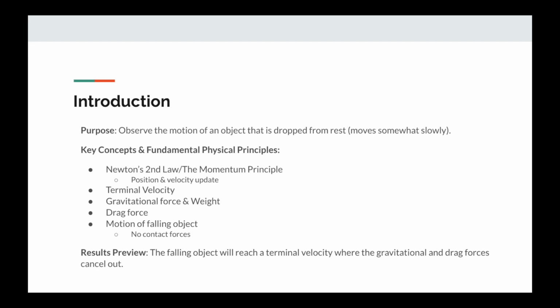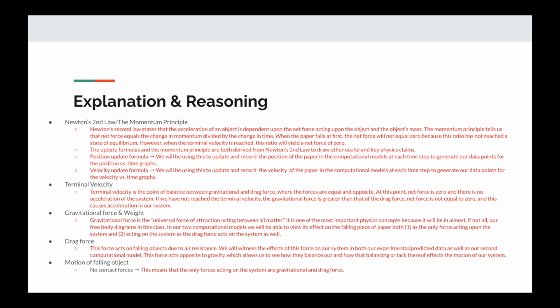Key concepts and fundamental physical principles include Newton's second law, terminal velocity, gravitational force and weight, drag force, and the motion of a falling object. A preview of our results is that the falling object will reach a terminal velocity where the gravitational and drag forces cancel out. Here's a deeper look at the explanation and reasoning behind all of our physics concepts and how they apply to this lab.